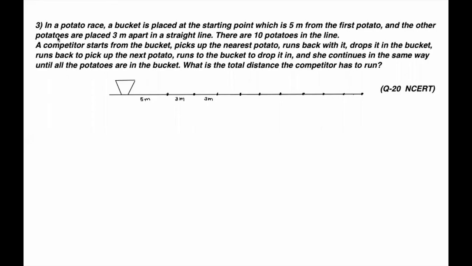Now in this question, it is said in a potato race, a bucket is placed at the starting point, which is 5 meters from the first potato, and the other potatoes are placed 3 meters apart in a straight line. Fine. So let's suppose this is a bucket and it is filled with potatoes, or it is empty maybe. And this point is A point, right?